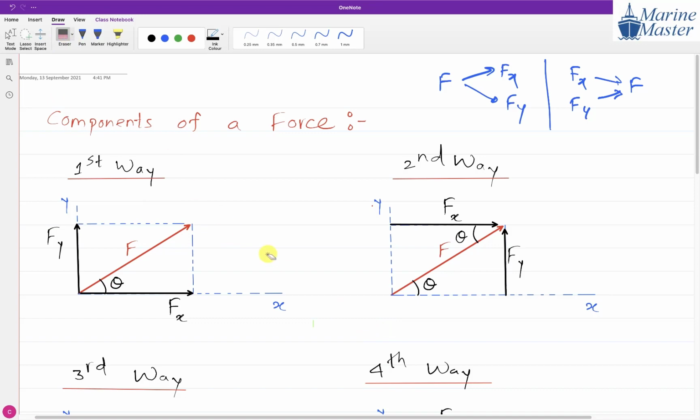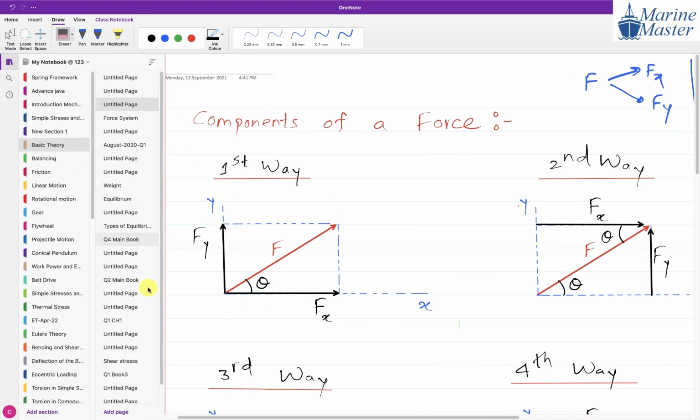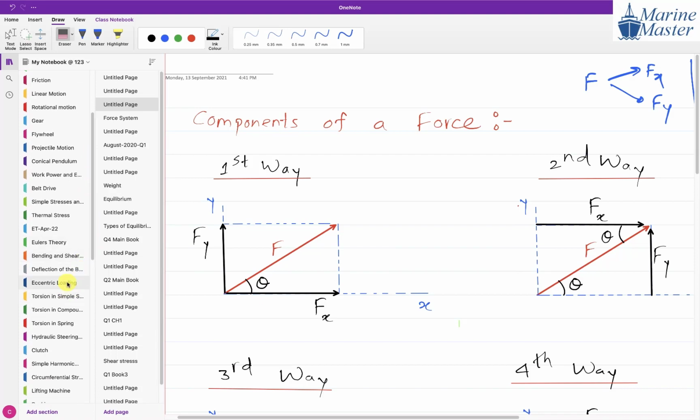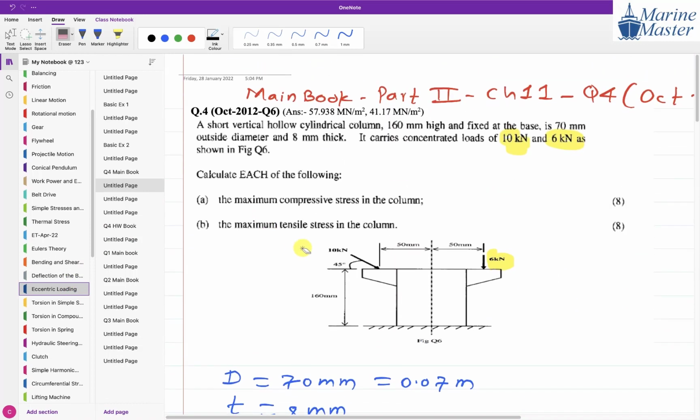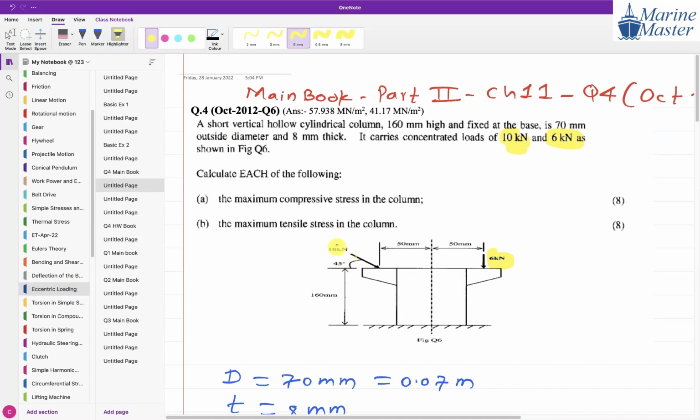Now I am coming back to the question of the eccentric loading. Here we have a force F. Force F is 10 kilonewton. It is inclined, and we want to find its component. How to find its component? Which way will we prefer?